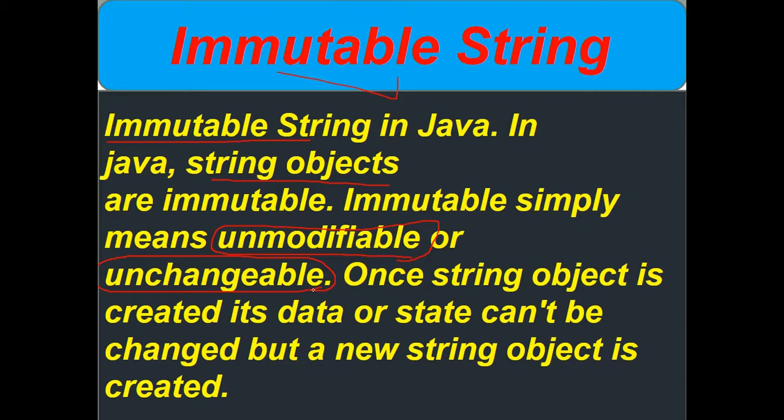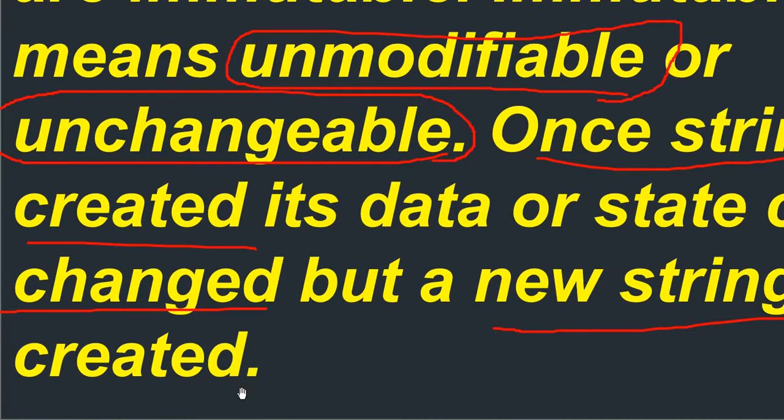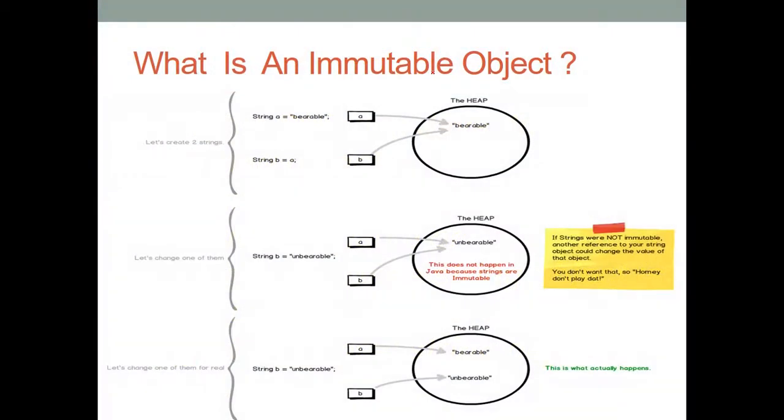Once a string object is created, its data or state cannot be changed, but a new string is created. If you try to change it, you cannot change it, but you can just modify by creating a new one. Okay, no problem. Next I'm going to tell you what an immutable object is.